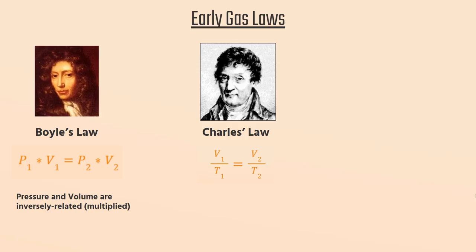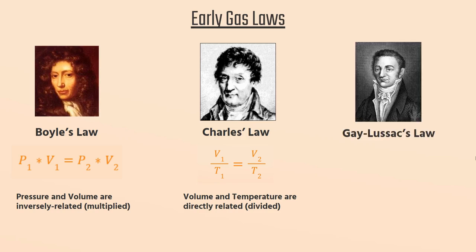Now, Charles's law was our volume-temperature relationship, and in Charles's law, we said that volume and temperature are directly related, and therefore these are divided by one another. As temperature goes up, volume goes up, and this leads to, again, that mathematical situation of division for Charles's law. We also talked about Gay-Lussac's law, very similar to Charles's law. In Gay-Lussac's law, pressure and temperature are directly related, and just like Charles's law, that leads to them being divided in our algebraic equation here.